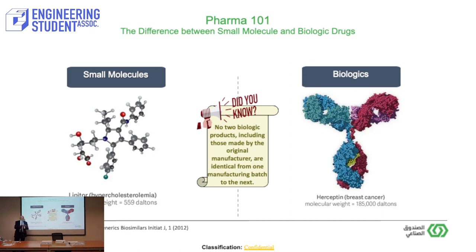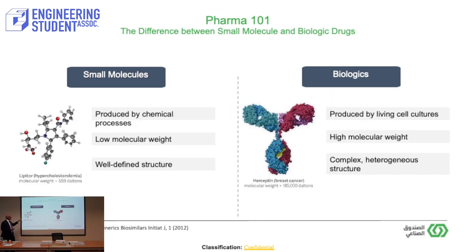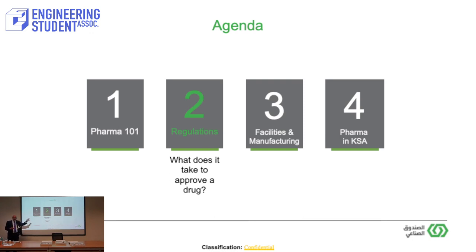Like brothers and sisters are different, the same thing happens with biologics from the same manufacturer: different batches differ. There's a small difference, but because it is derived from a living organism, it will always differ. Small molecules come from a chemical process, with low molecular weight, while biologics come from living cultures, with high molecular weight, and a complex structure that cannot be replicated. It is only similar, which is why we call it biosimilar. So we have the biologics and the biosimilars.